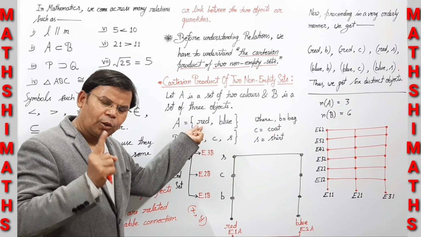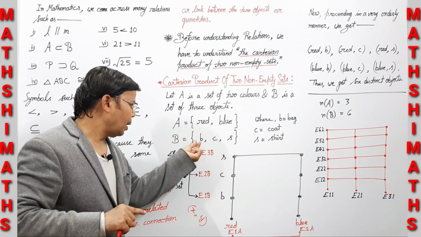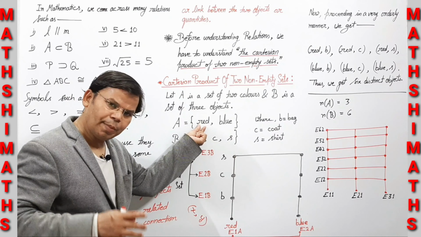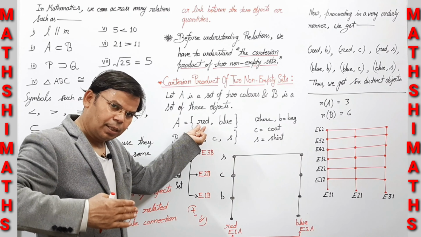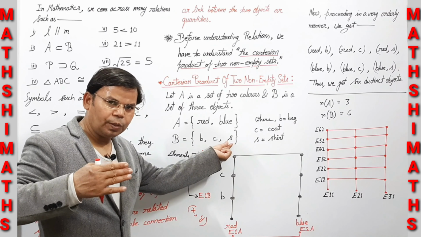First element of first set and first element of second set, and we get the first pair. First element of first set and second element of second set, and we get another pair. Then first element of first set and third element of second set, then we get another pair.